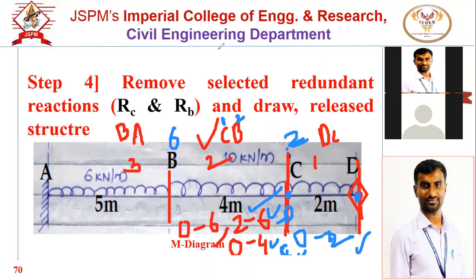Now tell me, what are the limits for A to B? What are the limits for A to B? Limits for zone BA or AB. Who will tell? Sir, 6 to 11. 6 to 11, correct.